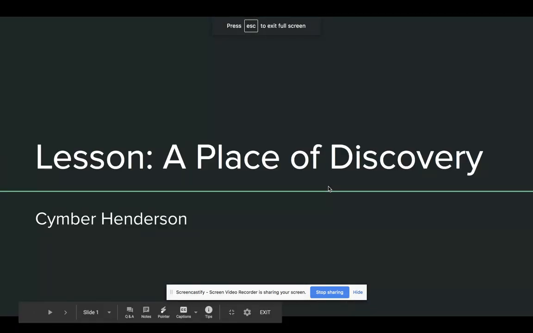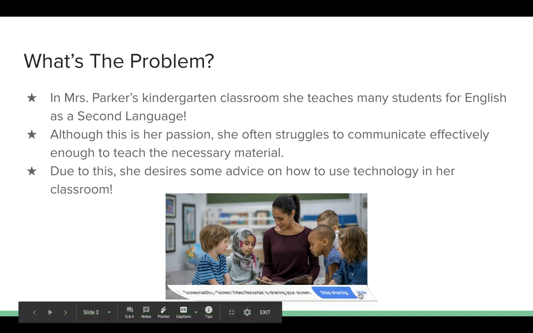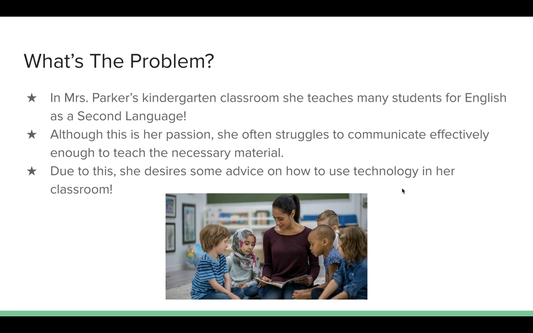This lesson is titled A Place of Discovery by Simber Henderson. The problem that Miss Parker's kindergarten classroom is facing is that she teaches many students English as a second language. Although this is her passion, she often struggles to communicate effectively enough to teach the necessary material. Due to this, she desires some advice on how to use technology in her classroom.